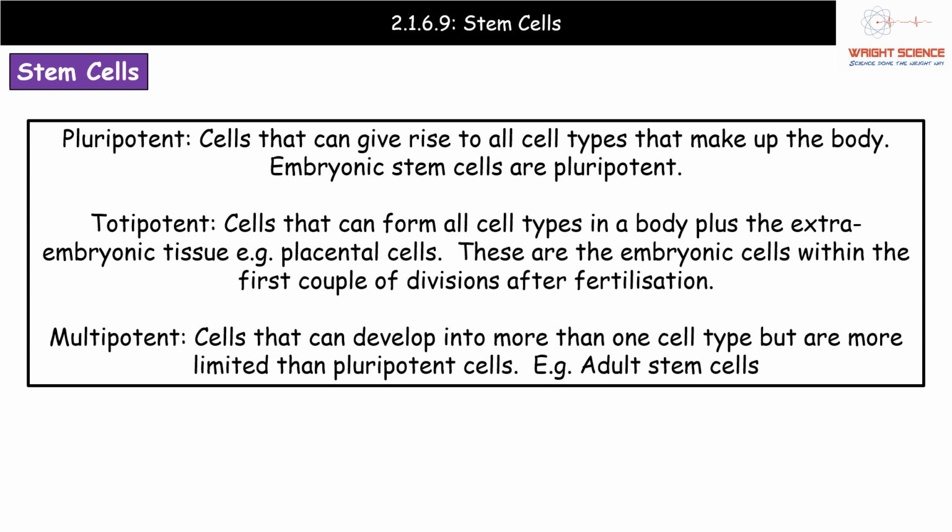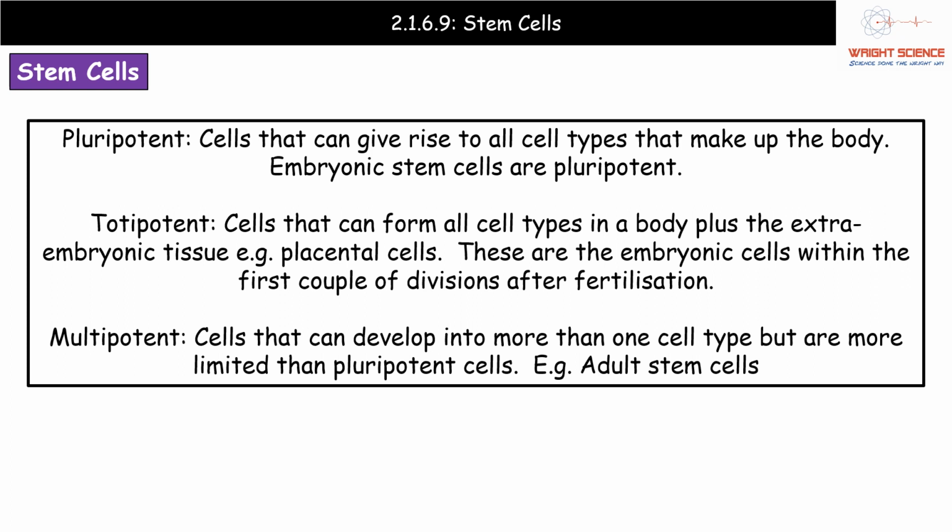They can make all the different cell types that make up the body, but not the extra embryonic tissue. We then have multipotent as our third term, and these are the cells that can develop into more than one cell type, but they can't develop into all cell types. So multipotent cells are ones like the adult stem cells that you have in your body right now. They cannot actually become all types of cells. They can only become a limited range of cell types.